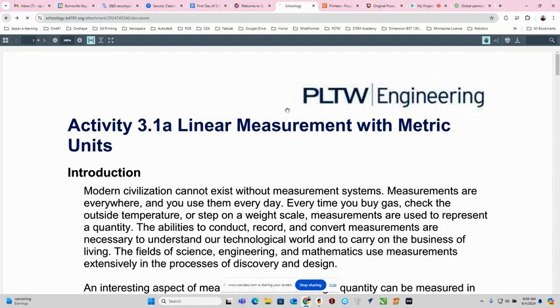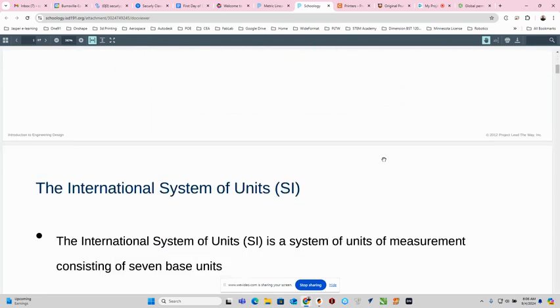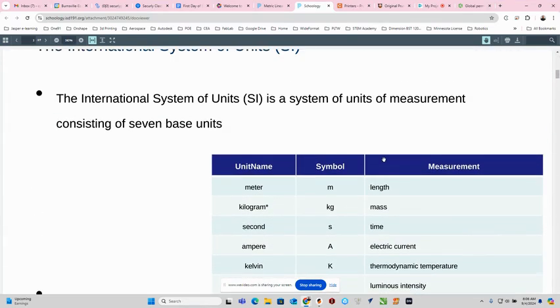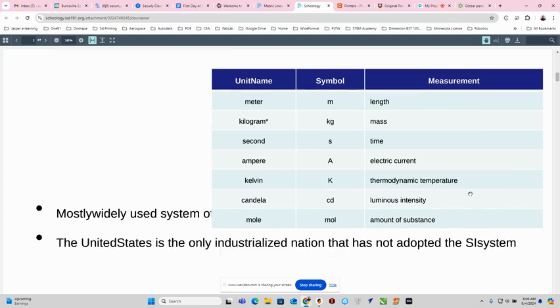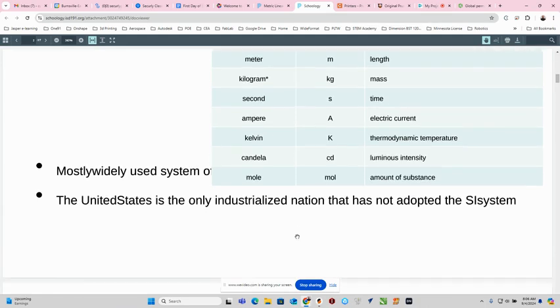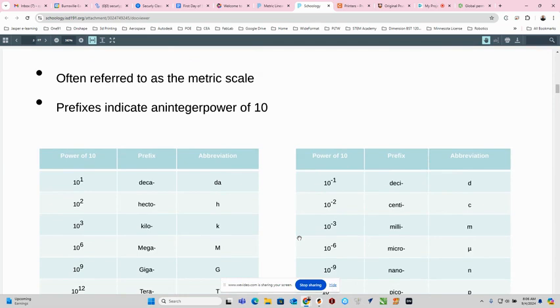All right, so let's look at the PowerPoint real quick. These are common SI measurements. Length is usually done in meters, millimeters, things like that. Mass is in kilograms. Time is in seconds. Electric current is in amperes. Thermodynamic temperature is in Kelvin. Luminous intensity is candela. A mole is the amount of a system. They're all usually integer powers of 10.